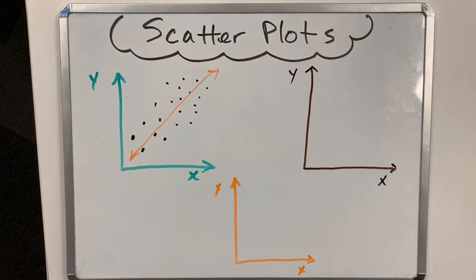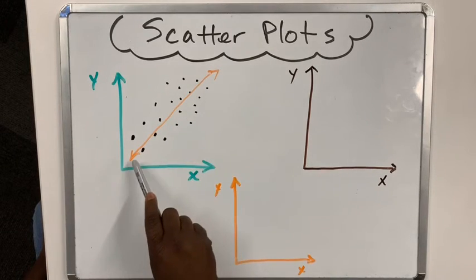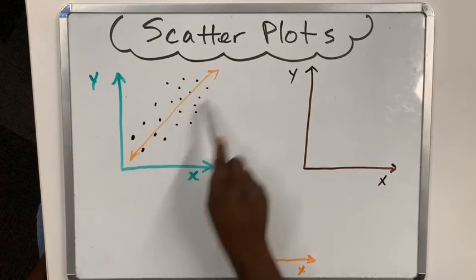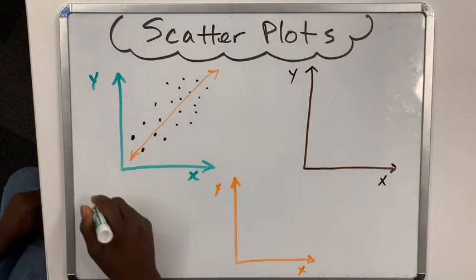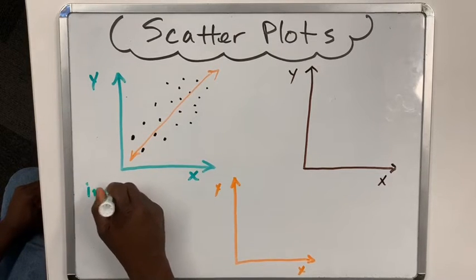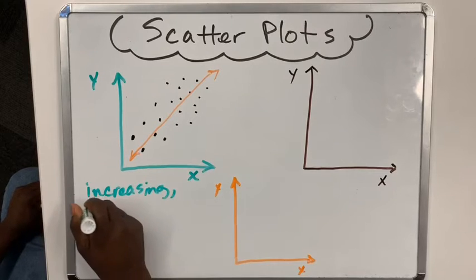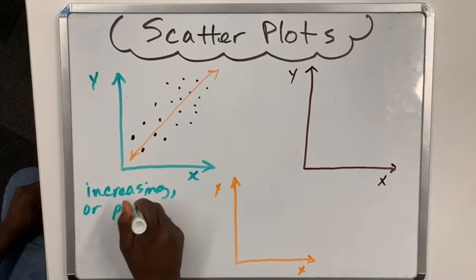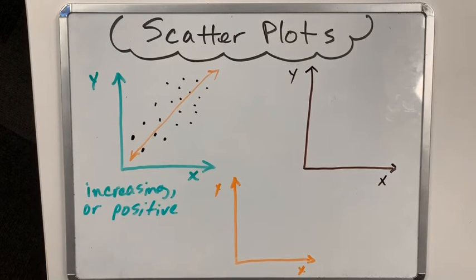Well, when you have a set of points moving from bottom to top or from left to right in this trend line, we say this is an increasing scatterplot. Okay, we describe it as increasing, or we can say this is positive, a positive scatterplot.